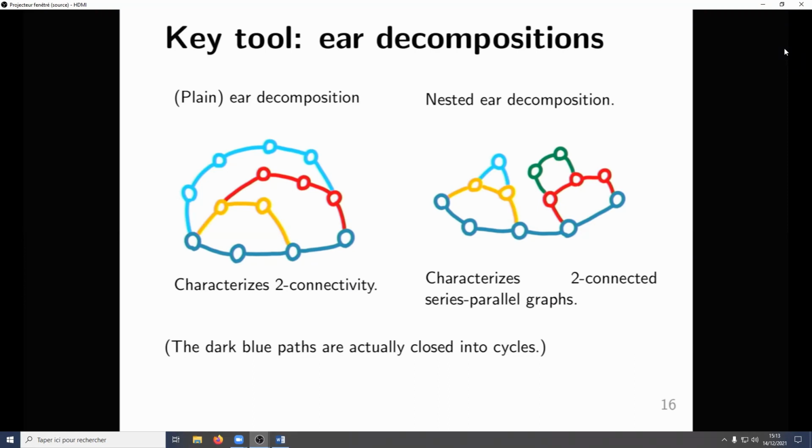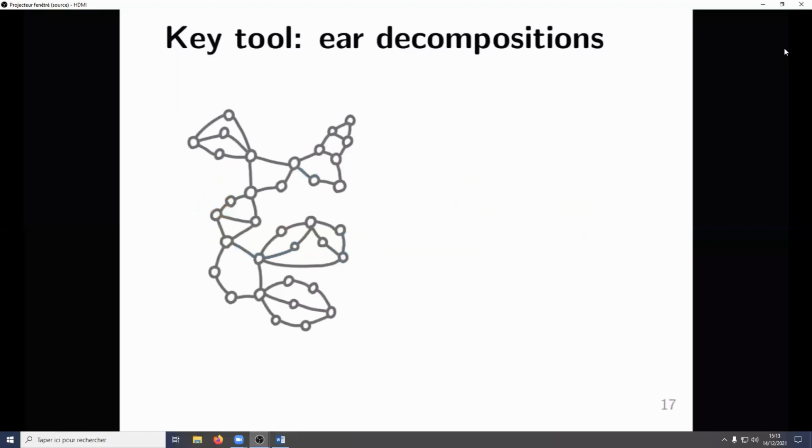So for example, here the light blue is plugged on both sides on the yellow path, and this is called nested ear decomposition, and this characterizes 2-connected series parallel graphs. So it's the same tool, ear decomposition, that is useful for the 2 parts of this theorem that we use. Okay, so now, just quickly, what kind of certification do we do.